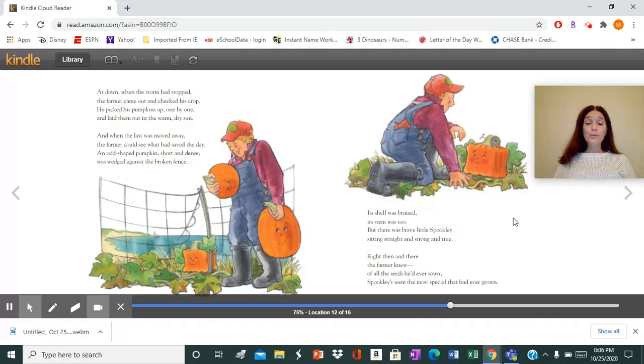Its shell was bruised, and its stem was too, but there was brave little Spookley, sitting straight and strong and true. Right then and there the farmer knew, of all the seeds he'd ever sown, Spookley's was the most special that had ever grown. So even though Spookley is different and the pumpkins were laughing at him in the beginning, now he's the hero because he saved the day, and the farmer thinks he's the most special pumpkin that he's ever grown.